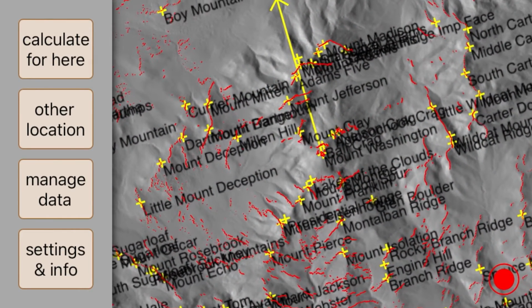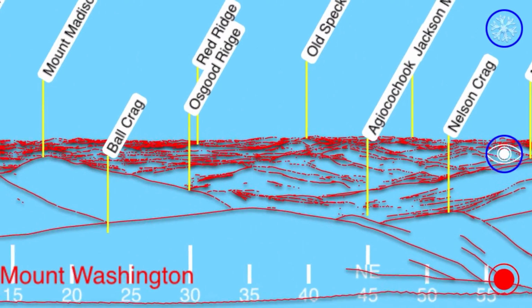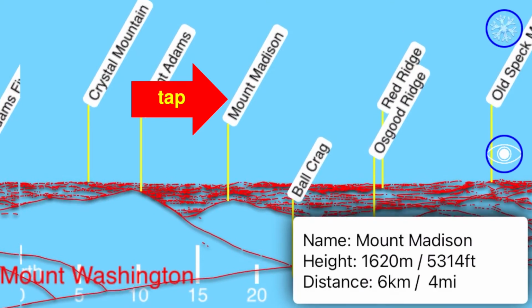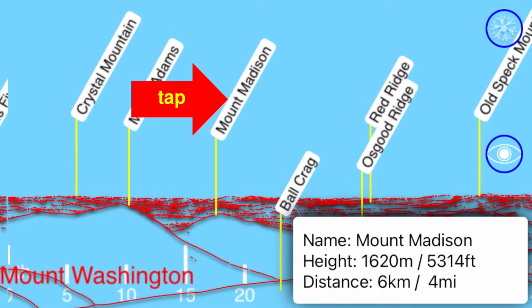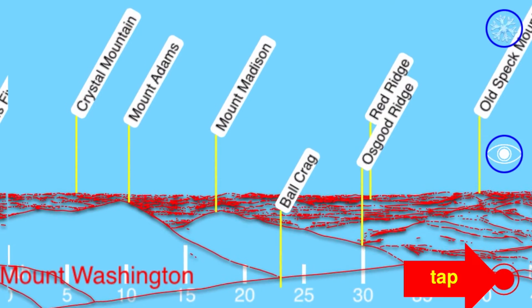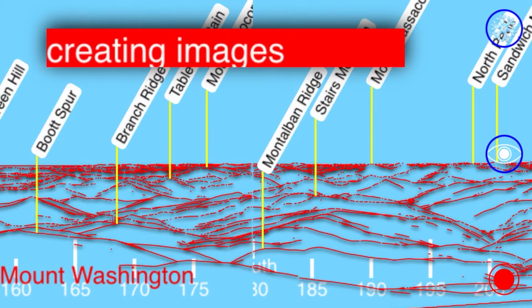The flat position shows you a map. The upright position shows you the mountains. Tap on the name of a peak for more information about it. Tap on the Save button to save images of the maps and profiles to your photo library.